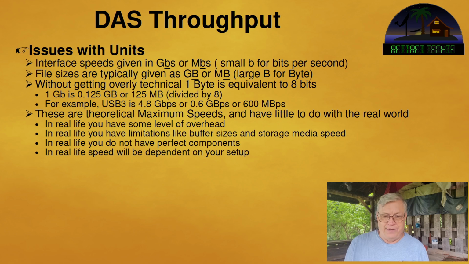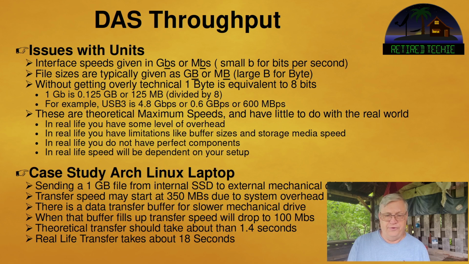I had an old laptop running Arch, and I did several test runs, sending a 1 gigabyte file from an SSD to an external mechanical drive. The transfer speed, when you start sending those files, went to 350 megabytes per second. That's a lot smaller than the theoretical maximum. However, it didn't stay there. What happened is once the buffer filled up, your speed dropped off to around 100 megabytes per second.